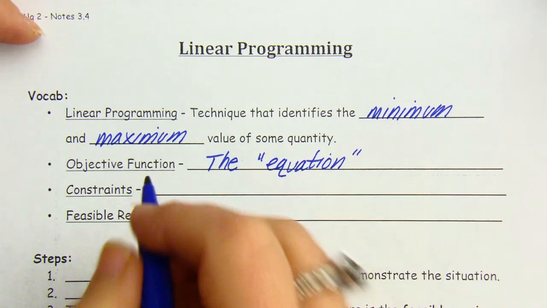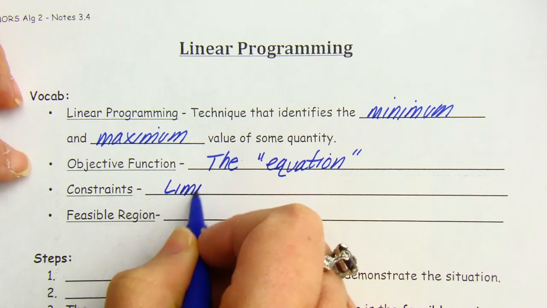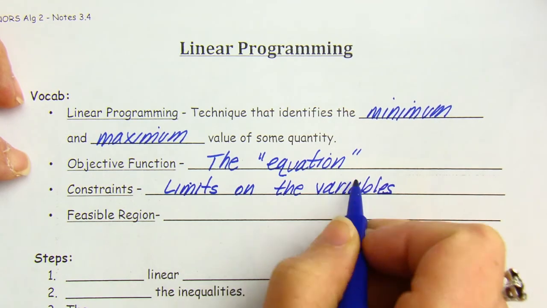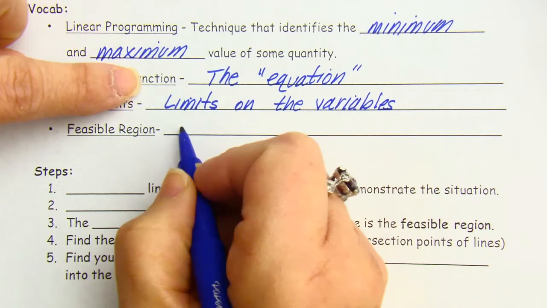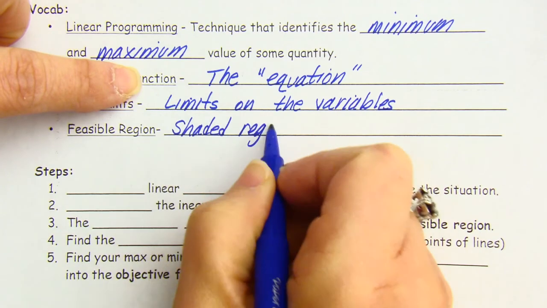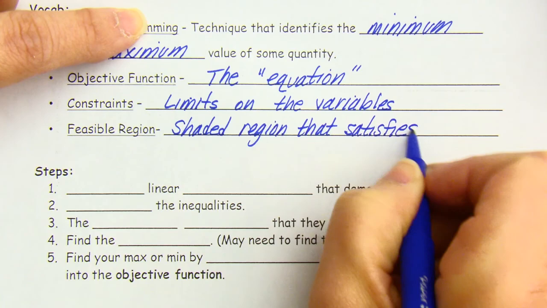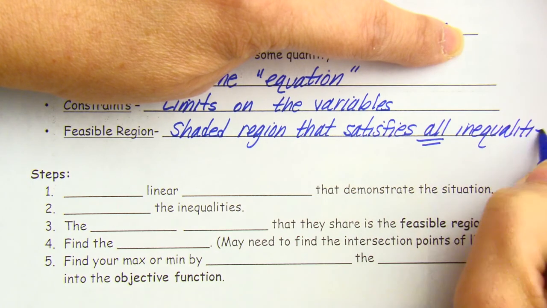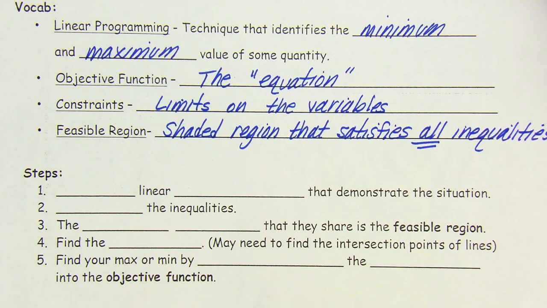Constraints are the limits on the variables. So if you can have no more than, well, that's a limit on some variable. So limits on the variables. And the feasible region is the shaded region that satisfies, or makes true, all inequalities. All right, that's called the feasible region. So in other words, if you were building things and selling things, the feasible region is the area that can come true.